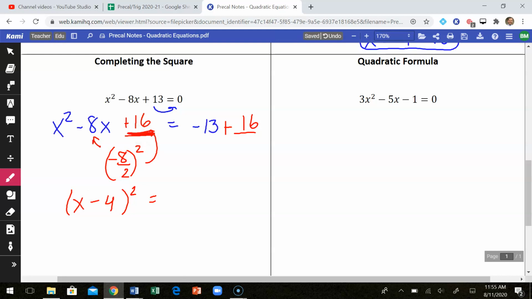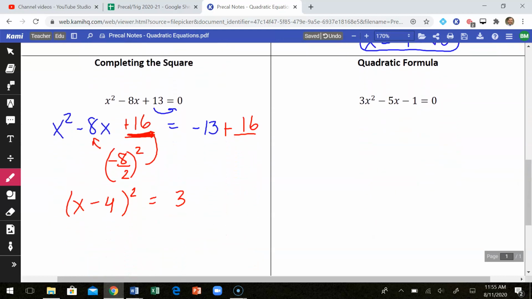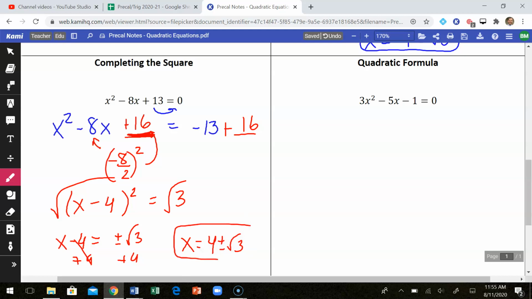That is because we knew what number to put here, right? So we have to get that to happen. On the right side, negative 13 plus 16 is 3. And now I basically have what I had going on here, right? So my next step would be to take the square root of both sides. I would get x minus 4 is equal to positive and negative the square root of 3. And then I'm going to add 4. And I would get that x would be 4 plus or minus the square root of 3.